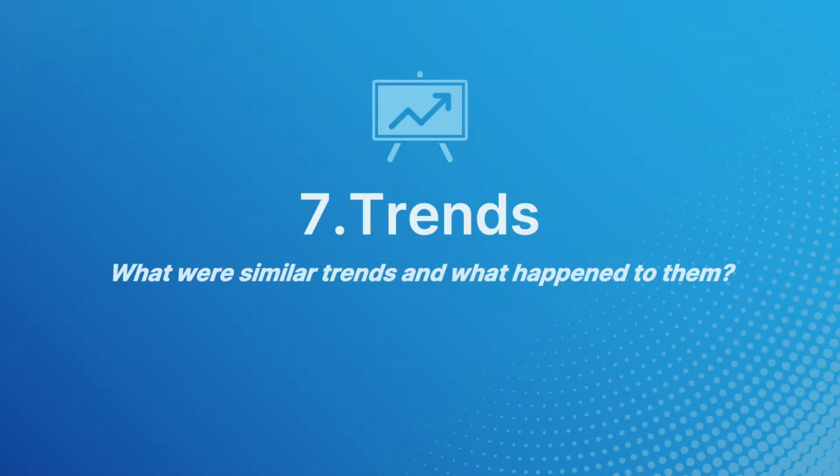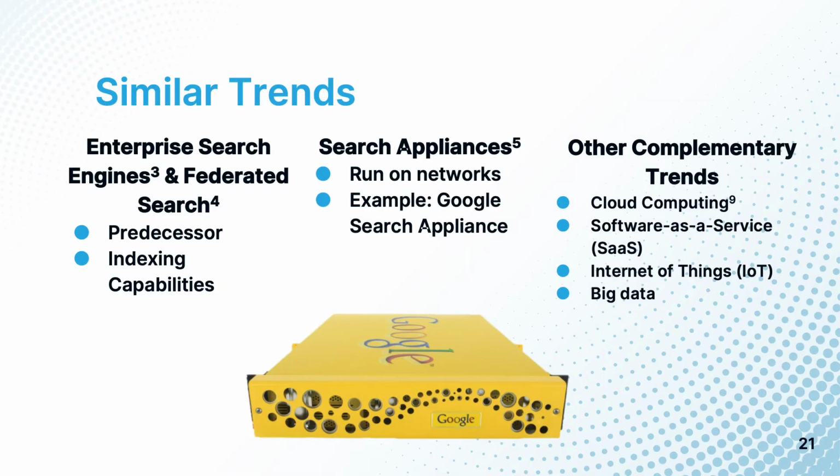I'll now discuss what were some similar trends and what happened to them. Similar trends include enterprise search engines and federated search. These were the predecessors to insight engines with a more specific use case. Enterprise search is a solution that allows users to retrieve content from several disparate sources. The focus is mostly on indexing.